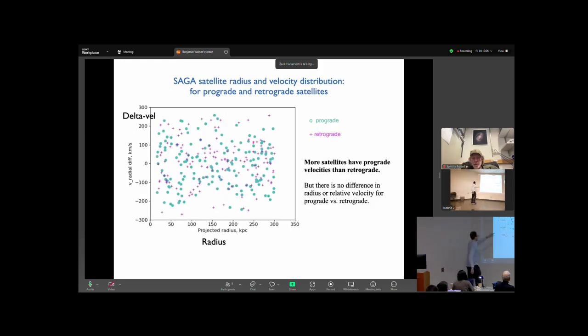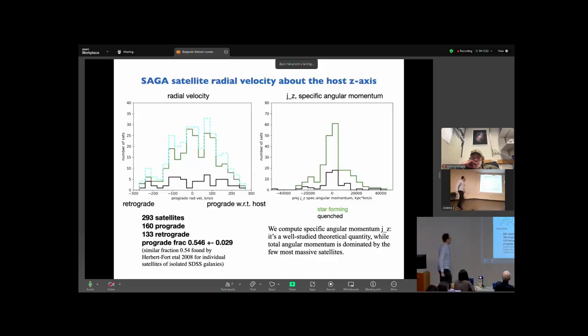Here, the cyan and magenta points are the velocity distribution and radius distributions of the prograde and retrograde satellites. And you shouldn't see anything here because they're basically statistically indistinguishable. It would be interesting if all the prograde satellites were further out and the retrograde satellites were closer in or something like that, but we don't find any signal of that.